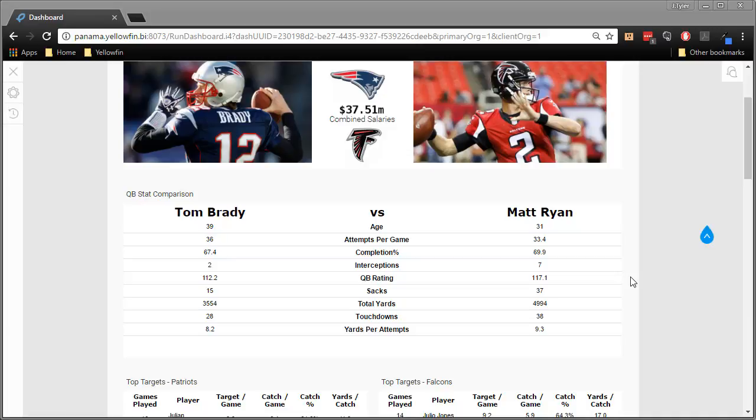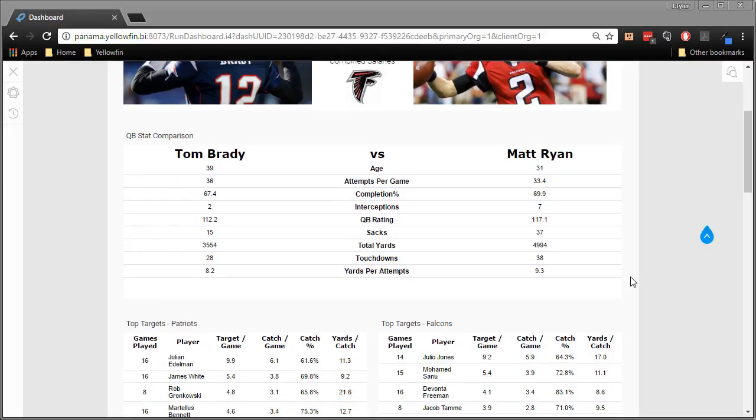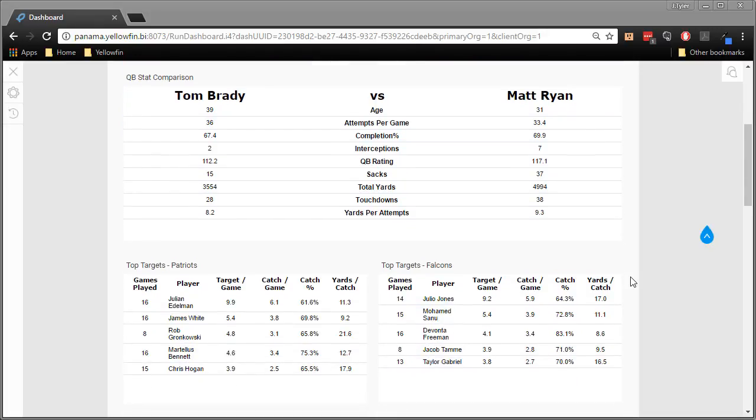$37 million. It doesn't mean a whole lot if you don't have people to throw to. Exactly. So that was the next thing I wanted to look at: who are the top targets for this team? Who do these quarterbacks like to hit? We can see both of these quarterbacks have their favorite receiver. So this is play-by-play catches per game for their favorite targets. On the Patriots side, Julian Edelman is targeted 9.9 times per game, catches the ball 6.1, at a 61% catch rate, 11.3 yards per catch.